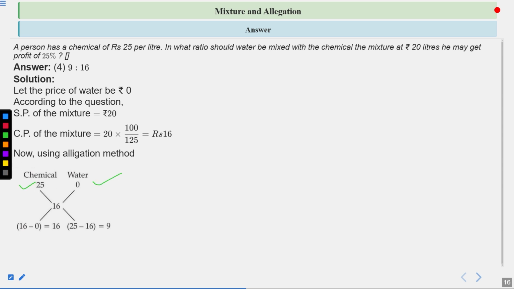Now using the alligation method, we have the cost price of the chemical, which is 25 rupees. We have the cost price of the water, which is 0 rupees. And now we have the cost price of the mixture, which is 16 rupees. So we use the alligation and we get the ratio 16:9.